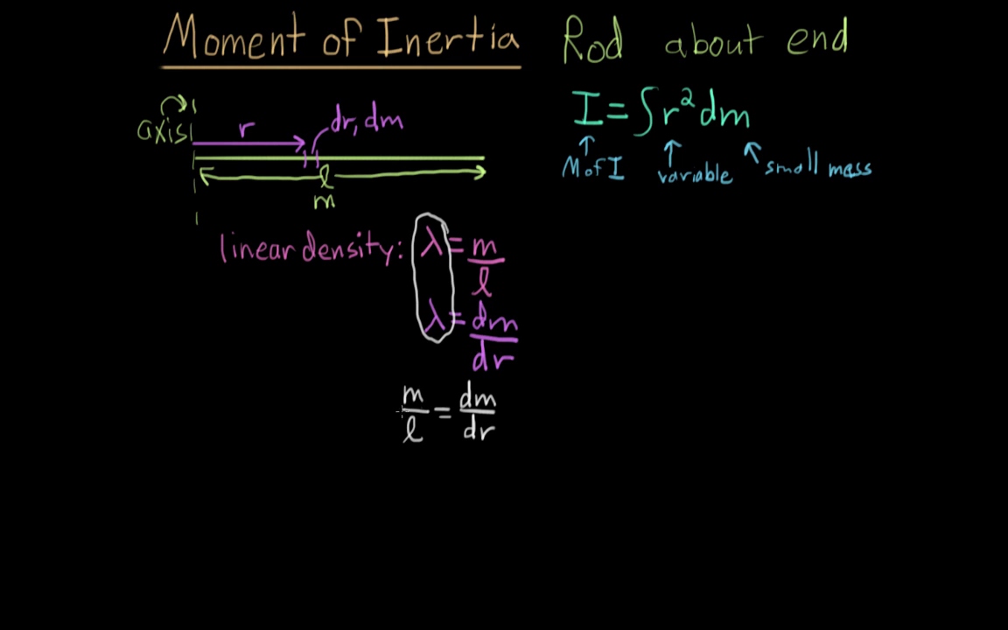because we want to get our integral in terms of dr, r, and constants. In order to do that, I'm going to multiply both sides by dr, and on the right side of the equation, this actually cancels out. So I end up with dm equals m over L times dr. And so now I'm ready to substitute this into our moment of inertia equation here.